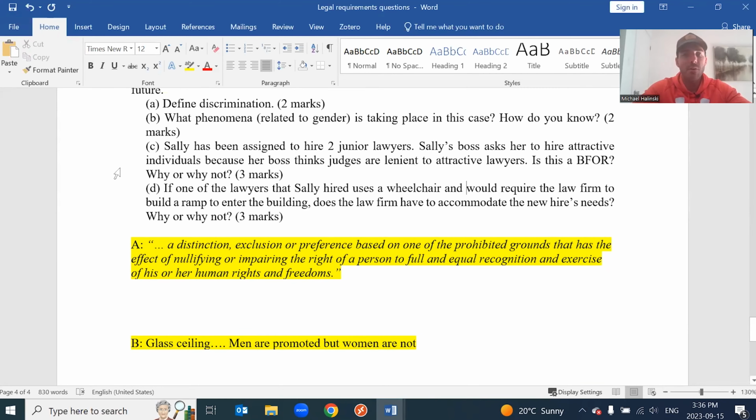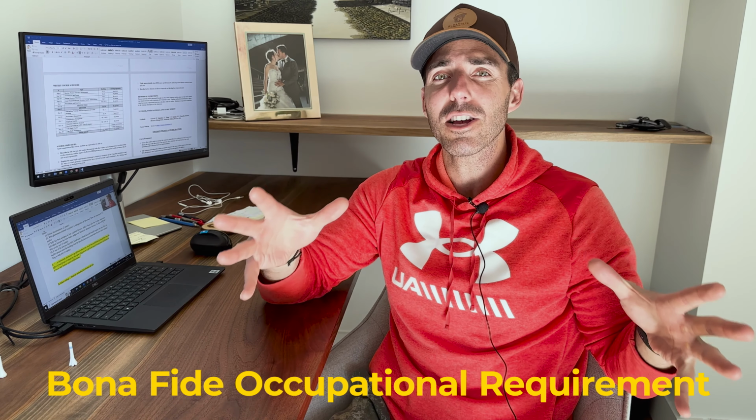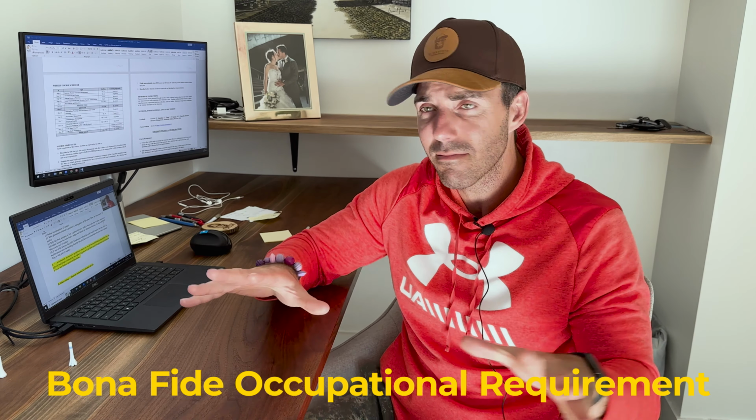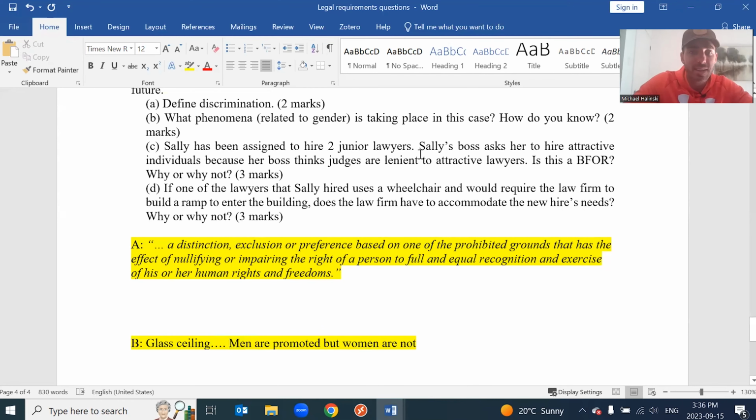Is this a BFOR? Why or why not? Okay, so there's two things here. First, you need to know what a BFOR is. A BFOR is a bona fide occupational requirement. So you have to know what it is and then explain why or why not it is a BFOR.